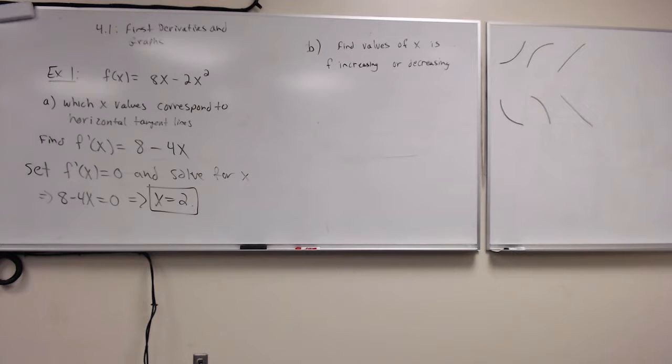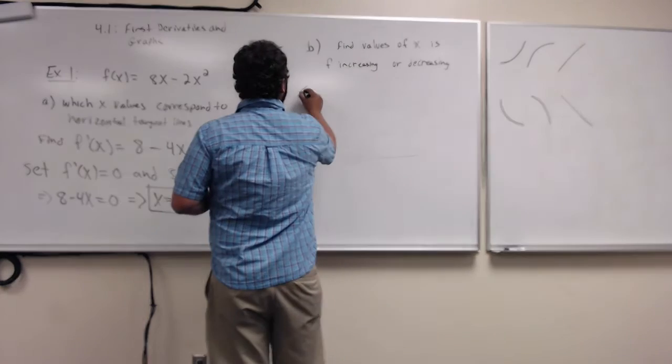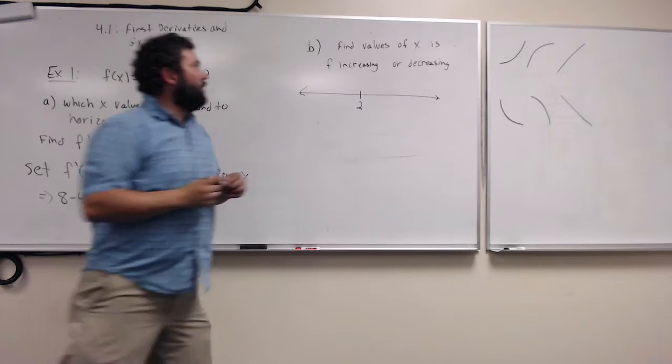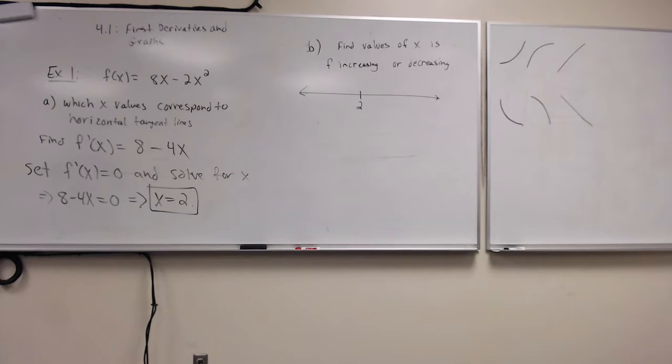Okay. And what we do for this, some of you might remember from a pre-calc class, is when you solved inequalities, you made what was called a sign chart. We're going to do the same thing here. So I'll take a number line, and it turns out the only places where the derivative changes sign are the places where the horizontal tangent lines are.